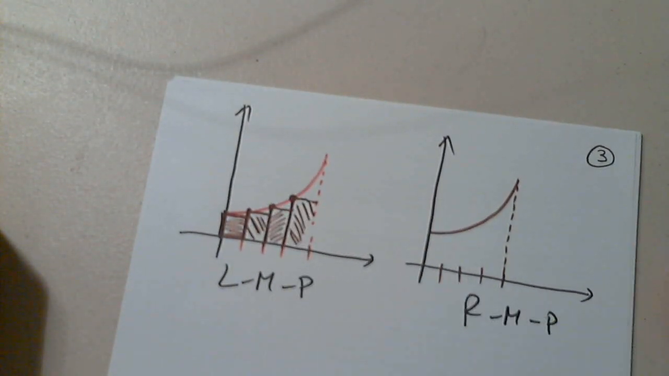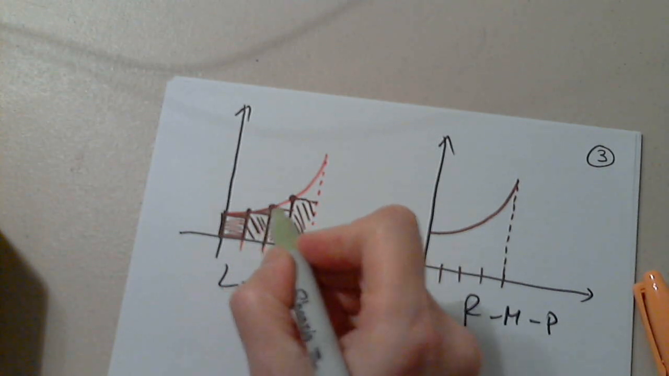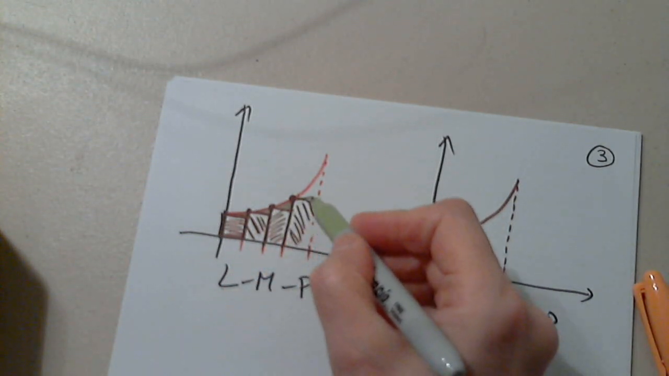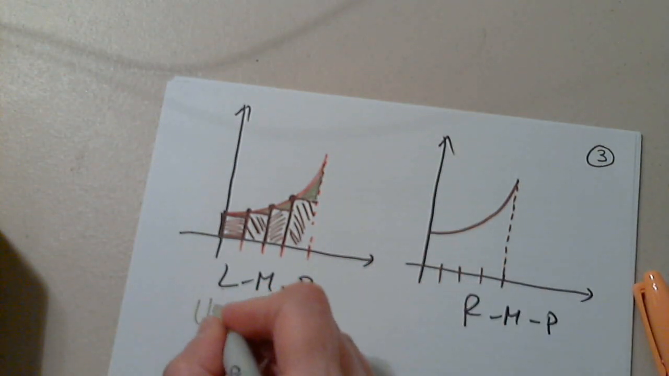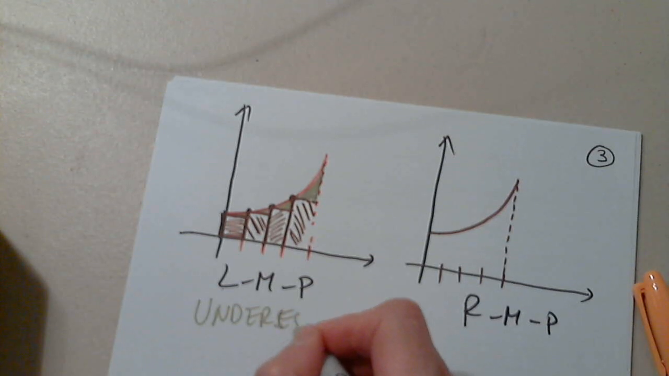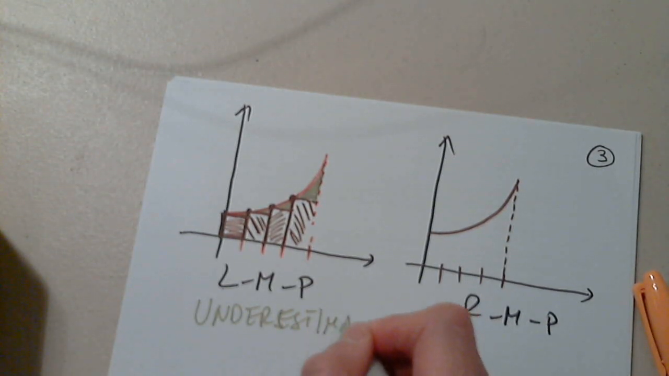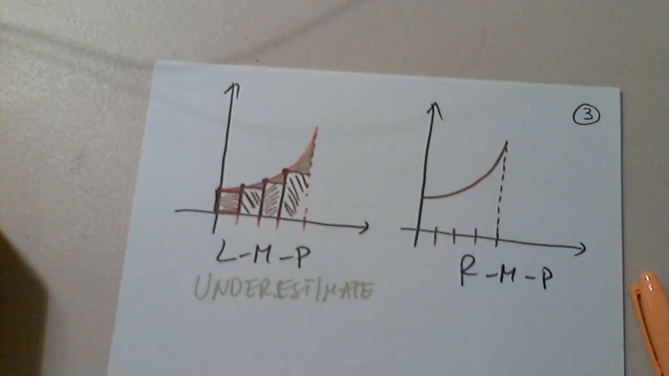Obviously, I'm missing a lot. So this is an estimate, an approximation, but I'm missing this piece, this piece, this piece, and this piece. So this will definitely be an underestimate. It's an underestimate, but let's see what we get.